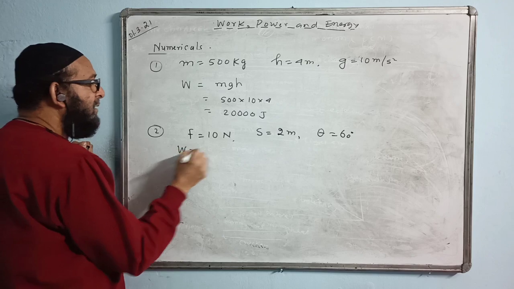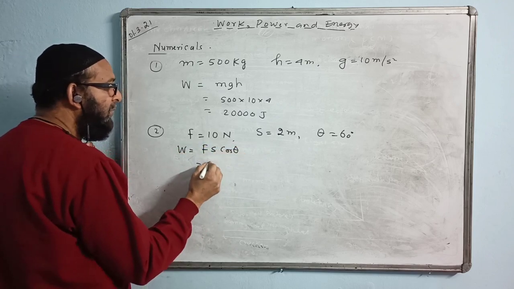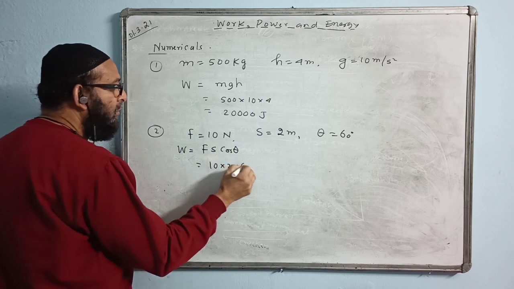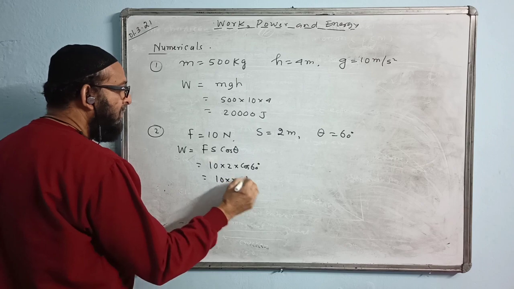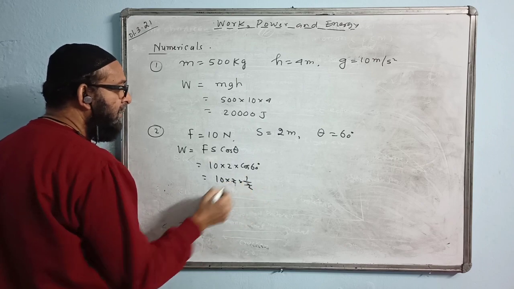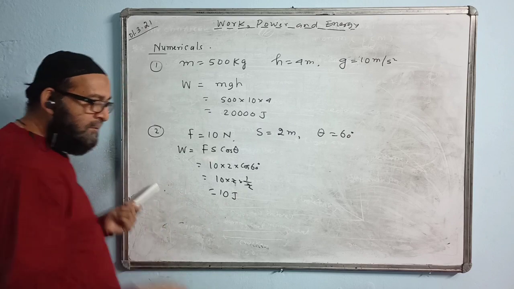So this time we will change the formula related to Fs cos theta. Put the values: 10, 2 into cos 60 degree. 10 into 2 into cos 60 degree, value is half from the trigonometric table. The answer becomes the same. Problems are quite simple here in this chapter.